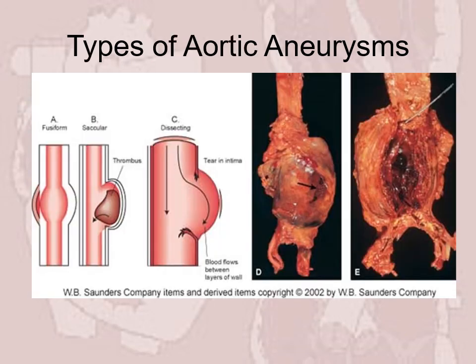So this is showing you fusiform, saccular. There's a thrombus forming in that outpocketing, and here's a dissecting aneurysm, which shows a tear in the intima and blood flowing in between the layers of the wall. And here's a couple of aneurysms dissected out.